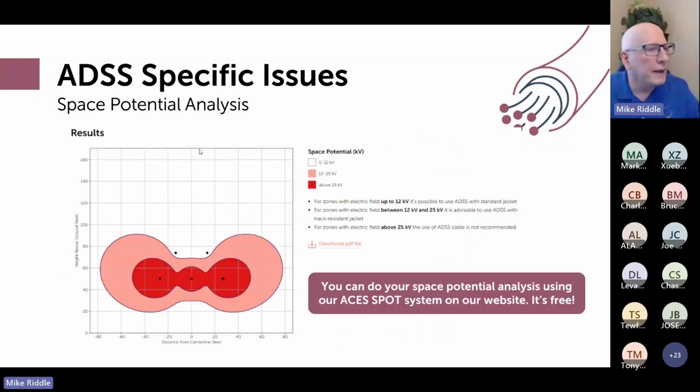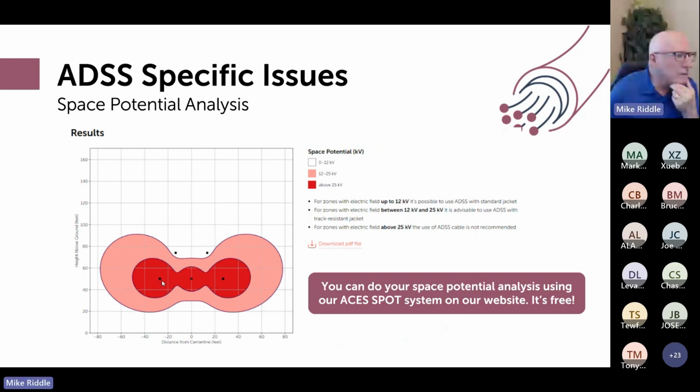This space potential analysis, to do this, you need to look at the geometry of your line. What you see here is where the phase conductors of this line are. Here are two shield wires, and you grind the numbers and it tells you what the field is. So the pinkish color means you're 12 to 25 kV. The red color means you're above 25 kV, which means danger. So you could use a track resistant cable.